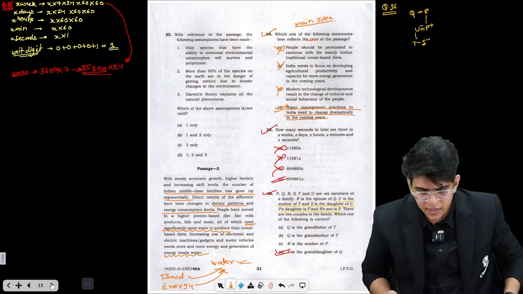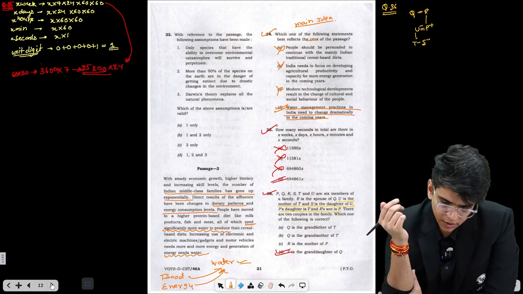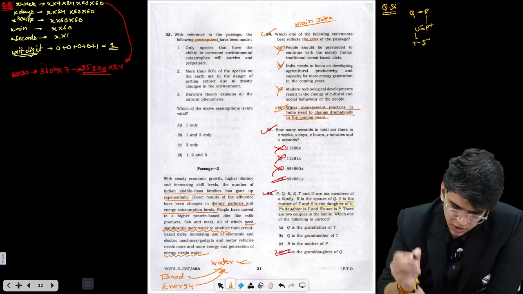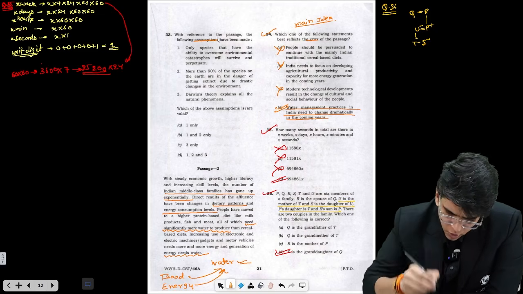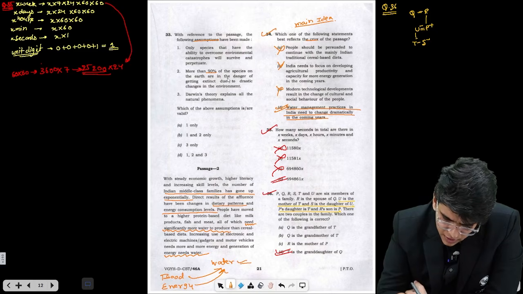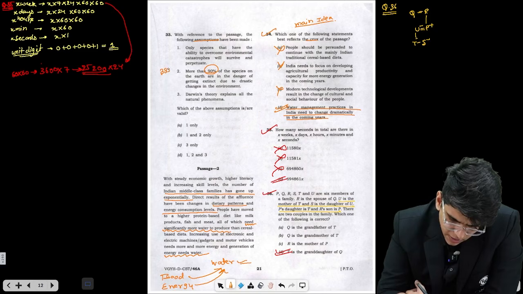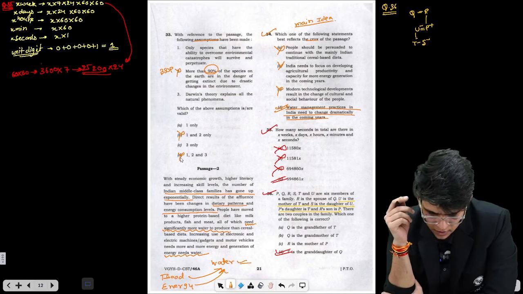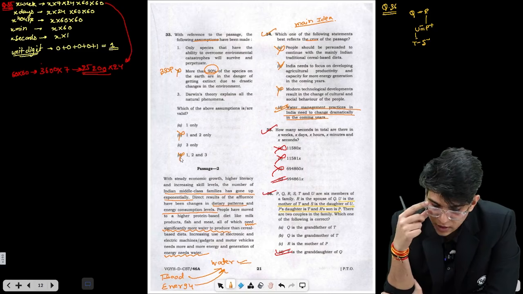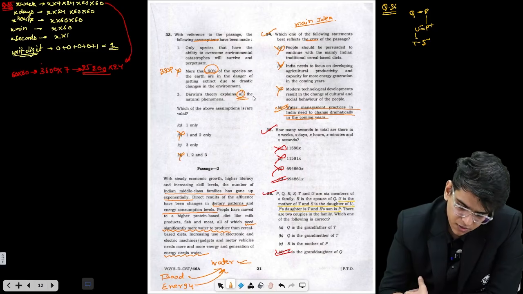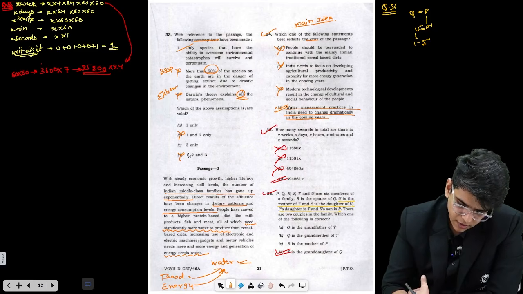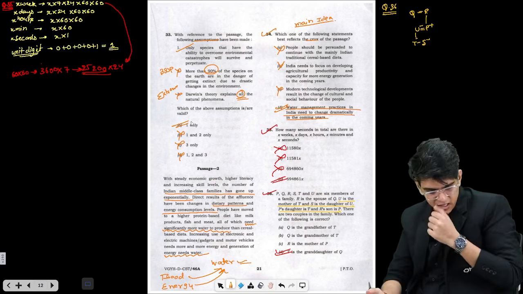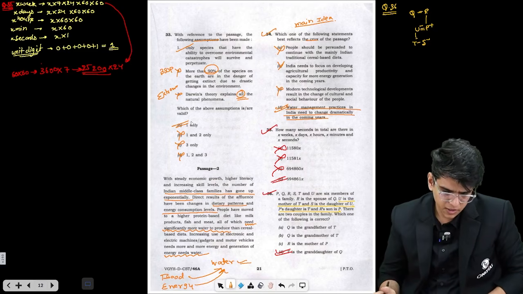Last, with reference to the passage, the following assumptions have been made. Now, in assumptions let's be very careful. More than 90% of the species of the earth are in danger of extinction. Now, this information is not given, beyond the scope of the passage. We can remove two. Now, between 1 and 3, we have one correct. Darwin theory explains all the natural phenomena. All? No. It explains extinction. This is extreme. So this is wrong. Only one. Okay, done. So the answer will be only one for question number 33.